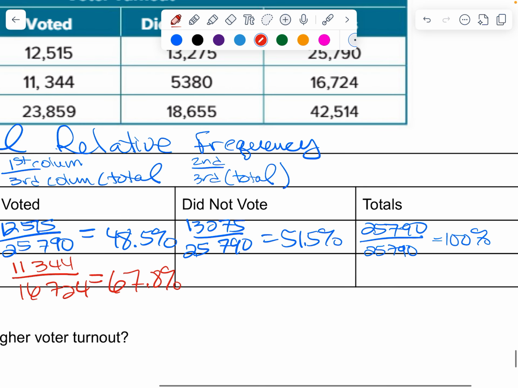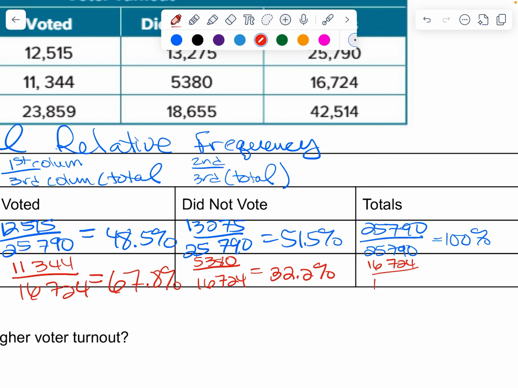Okay, and then this one is 5,380 over the total of 16,724. And when I do the percentage of that, I'll come out with 32.2%. And then you do the 16,724 over the 16,724.